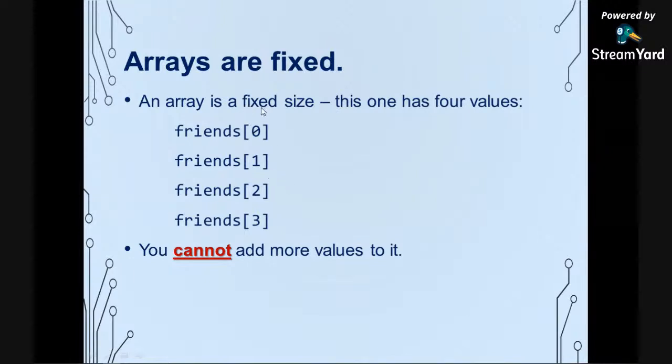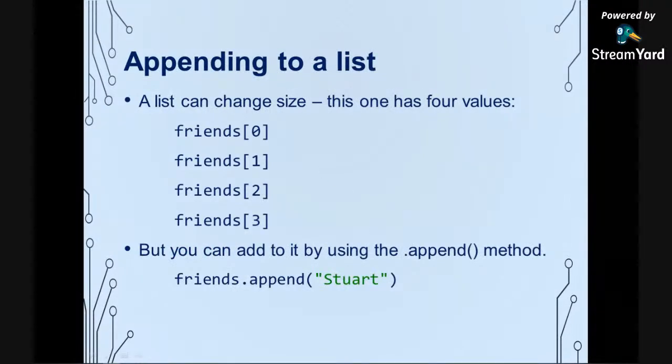Arrays are fixed. You cannot add items to them. Okay, this one has four values, friends 0, friends 1, friends 2, and friends 3. Lists, however, can change size, but only if you use this append keyword. Okay, only if you use that word there.